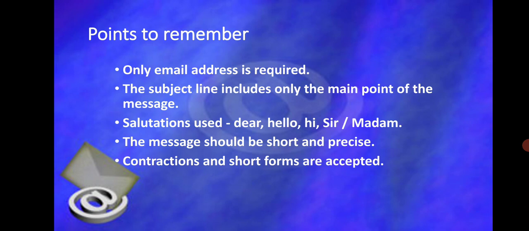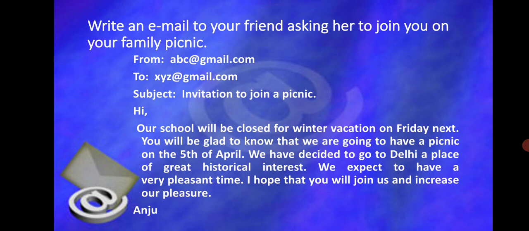Now in your text you have a writing corner where two questions are given, and I have given you the second one. Write an email to your friend asking her to join you on your family picnic. Now that is the question given to you. The first thing that you have to write is your email ID. So in the from address, you can write your email ID. Now I have given just an example, abc@gmail.com. Those who have an email address, you can write your email address.